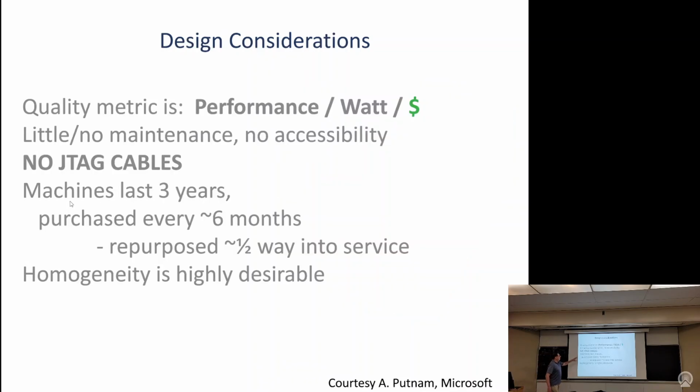So the main thing they're optimizing for is performance per watt per dollar. They care about energy efficiency. About 30% of their overall cost at that time was power. And they care about how much it costs to put it in. So they combine everything in that metric, and they say that's kind of their first order metric.